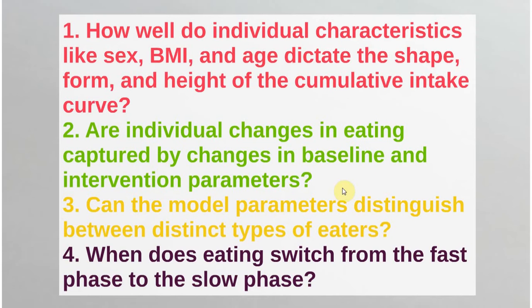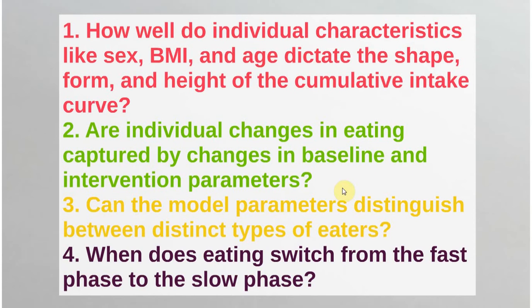The second thing is, if I took someone and changed their eating, can I just change their intervention, the parameters, and then dictate to them how they should eat? That means, do the parameters themselves encompass that curve entirely when I alter that curve in an individual? And the third thing is, can I use those model parameters to distinguish between different eaters?